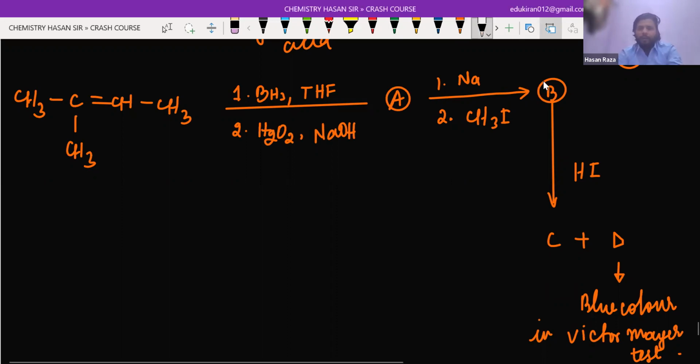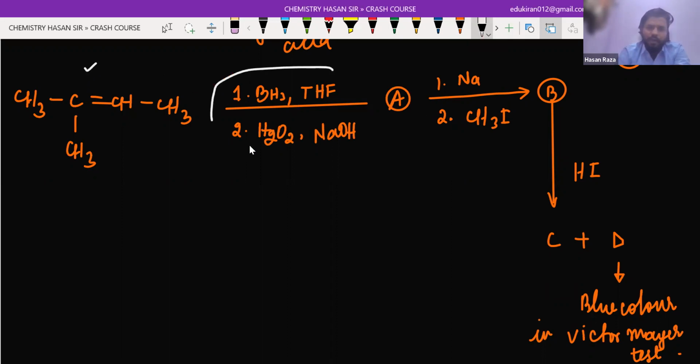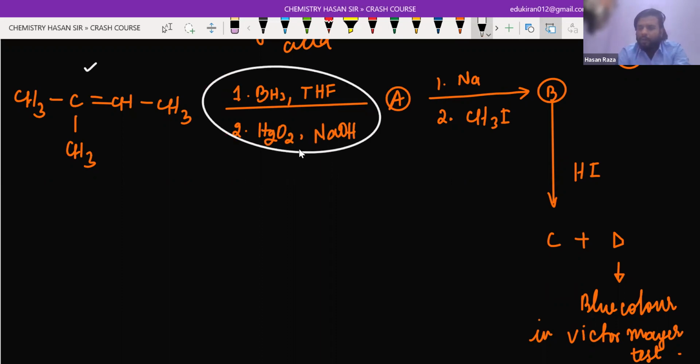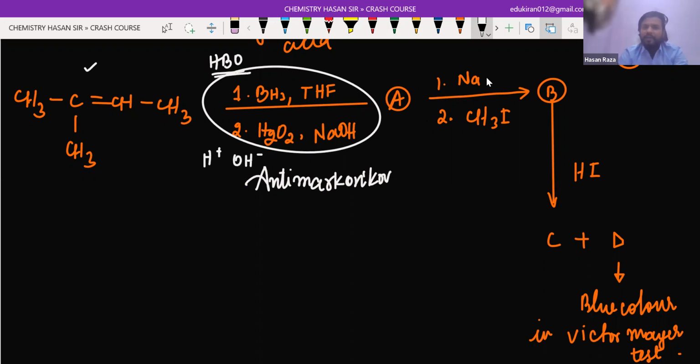Okay, let's start. I'm going to explain it. As you can see, this is your alkene and this is BH3 THF, H2O2 in the presence of base. This is hydroboration oxidation, preparation of alcohol from alkene, and it follows anti-Markovnikov rule. We have two parts from this. One is H plus and another is OH minus. So what will happen? H will be given by this BH3 and OH minus given by this base.